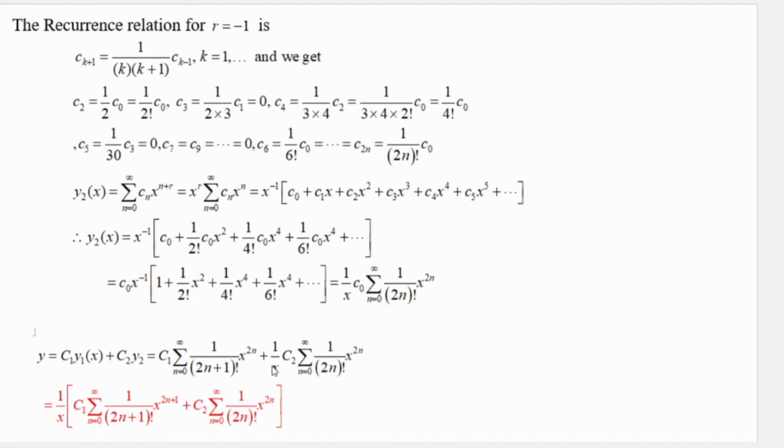So that means here we can write the general solution as C1 summation of n equal to 0 to infinity 1 by factorial 2n plus 1 x power 2n, 1 by x, C2 summation of n equals 0 to infinity 1 by factorial 2n x power 2n. But if you want to write common 1 by x, that's why I take common 1 by x, but there is no 1 by x, that's why I put x power 2n plus 1. So this is our general solution.